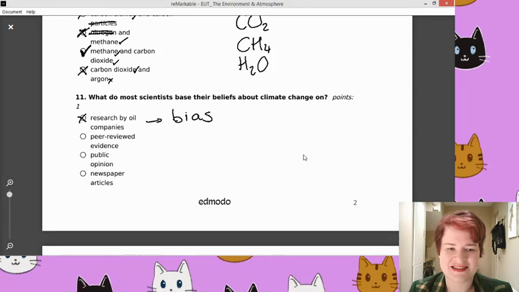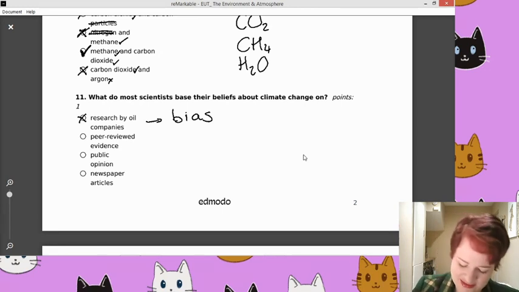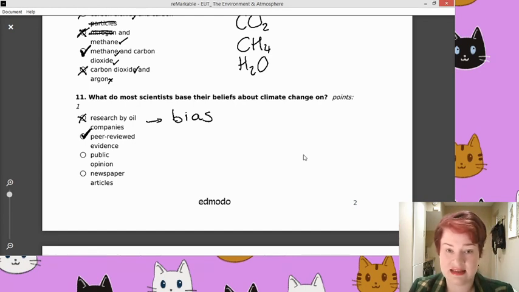What we need is something called peer-reviewed evidence. So that means other people have checked it, other scientists. So yes, definitely that. Let's just cancel out the other ones.